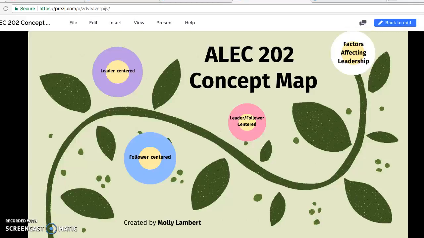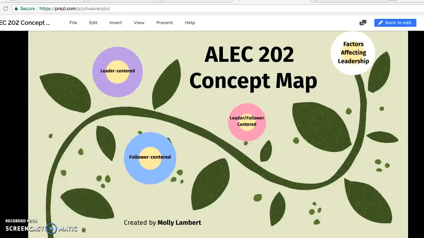I chose to organize my concept map according to whether the theories we learned about were leader-centered, follower-centered, or a little bit of both. Just like a vine can grow many flowers, I think a leader can use several different leadership theories depending on the context of the situation. So let's jump right in and start talking about each of the leadership theories.